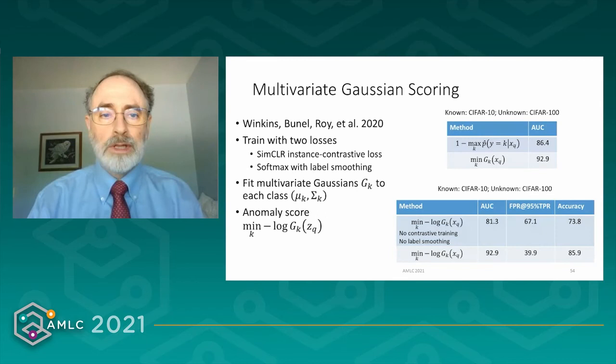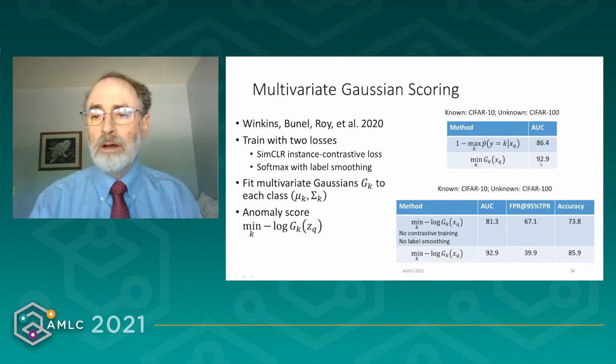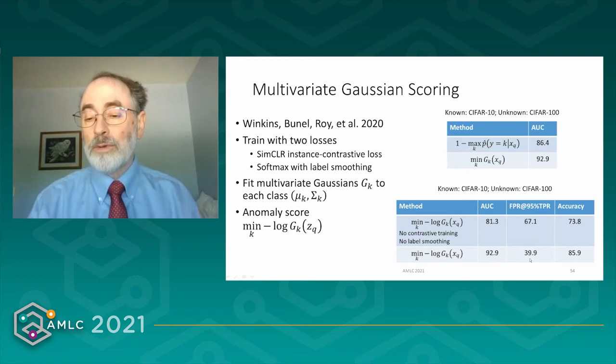A nice piece of work that came out of Google by Winkens et al. applied multivariate Gaussian scoring on top of SimCLR. And they combined both SimCLR and softmax with label smoothing. And they found that they got much better AUCs for the out of distribution CIFAR 10 to CIFAR 100. They also measured the effect of using their architecture, but with no contrastive training, so only supervised, and with no label smoothing, and so showed that both of those made a big difference. And they also looked at controlling the true positive rate and saw that they could really drop their false positive rate quite a lot, although 40% false positives is still a pretty big number.